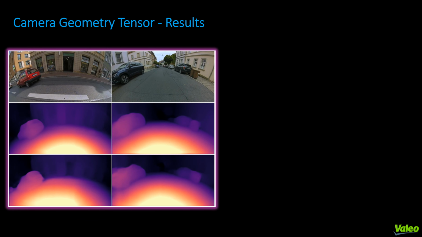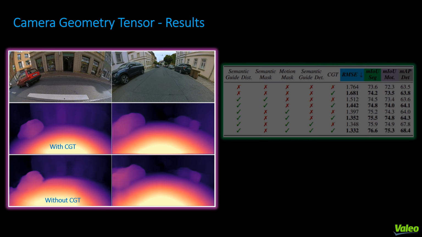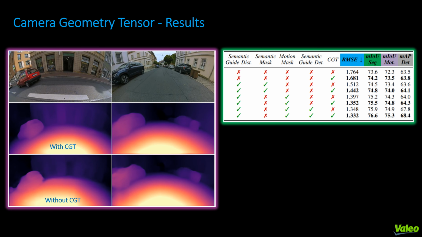We can see the effect of the CGT mechanism in this figure. With our camera geometry tensor, the predictions are sharp and scaled to the right depths. Without CGT, the estimates are blurred and wrongly scaled. We also see improvements in quantitative results compared to specialized models for each camera, as shown in the table on the right.